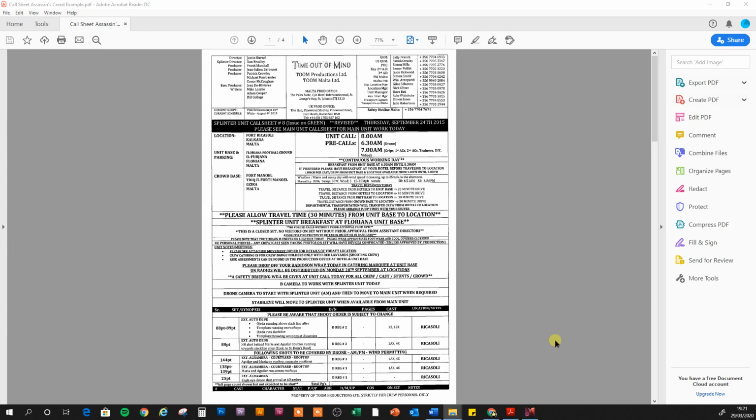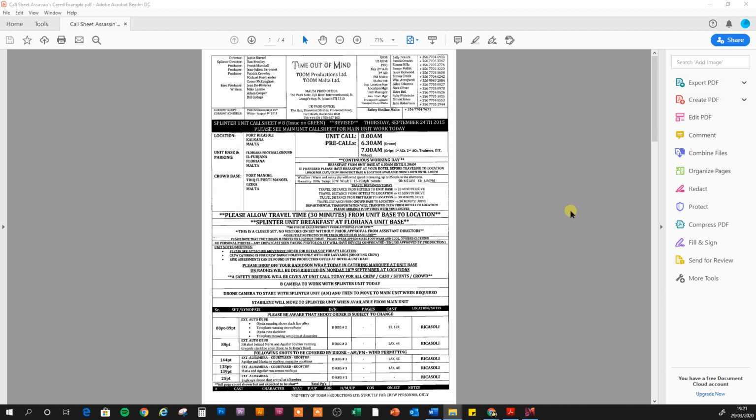Now, a call sheet is there to make sure that everything in your film production is carefully planned and arranged, that everyone knows where they need to be, how they're going to get there, what they need to take with them, and what they're going to do when they get there.